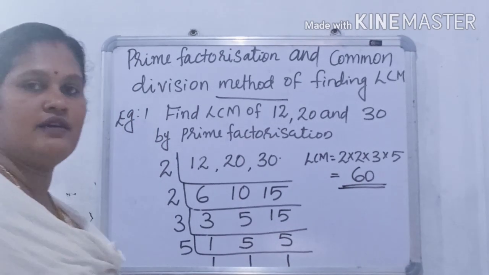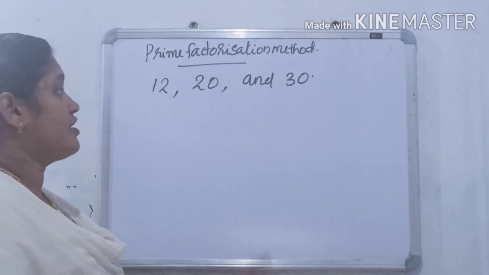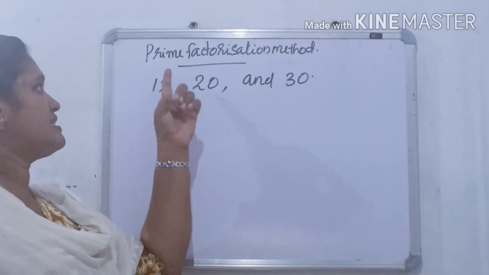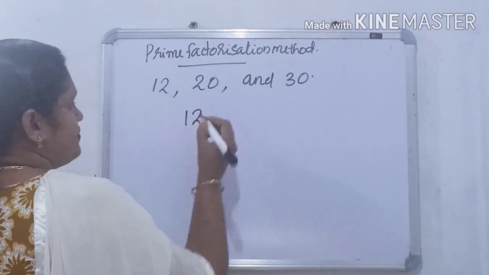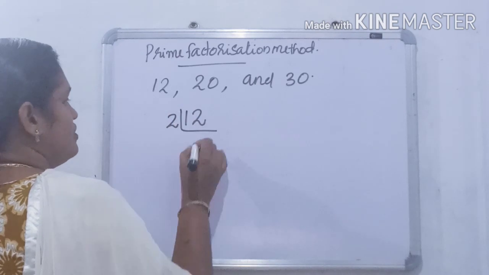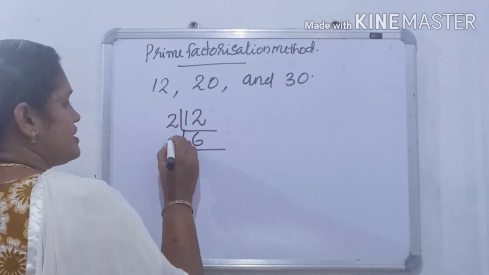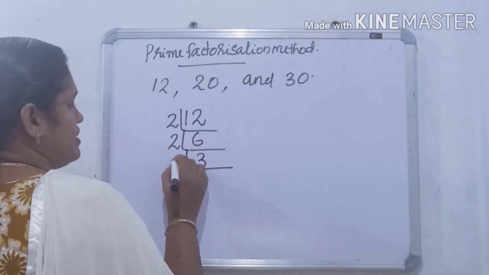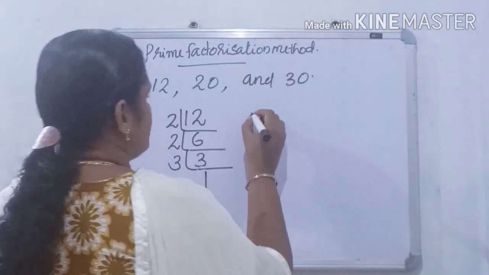60 is the LCM. Next method is the prime factorization method. Common division method we already discussed. Here we are going to discuss the prime factorization method. 12 is an even number. It is divisible by 2. 6 2s are 12. 6 is an even number, which is divisible by 2. Then 3 2s are 6. 3 1.